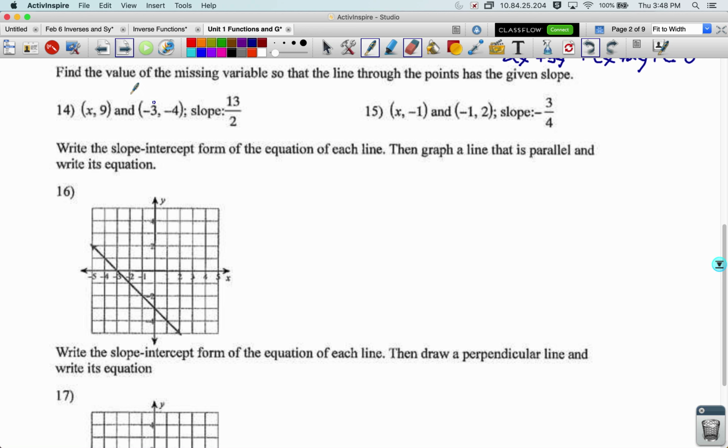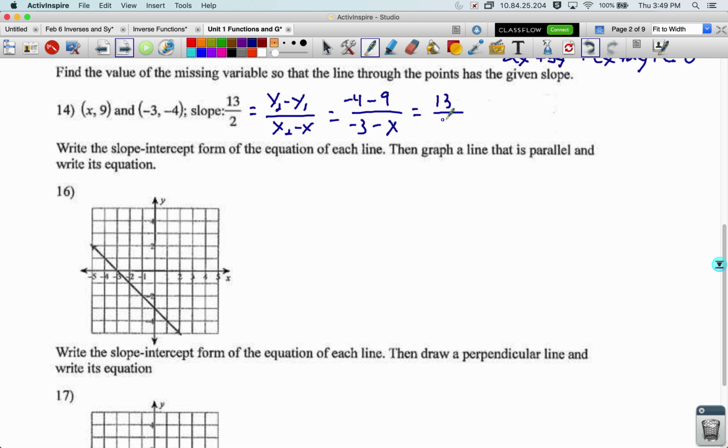All right, fill in the missing variables so that we get this slope. Okay, we're going back to that slope formula. We'll just do 14 here. Let me clear a little space. All right, the formula was slope equals y2 minus y1 over x2 minus x1. So just fill in what you've got. The y2 is a -4 minus the y1 is a 9 over the x2 is a -3, but the x1 is just an x, so we'll just leave that as an x, equals 13 over 2.